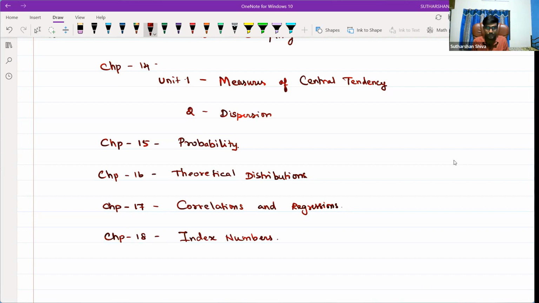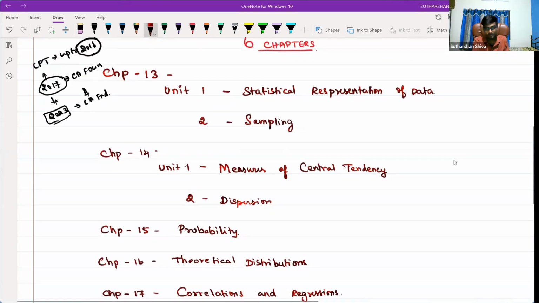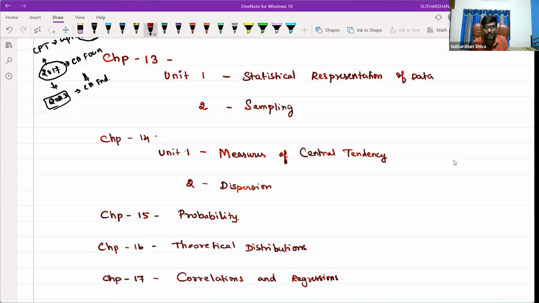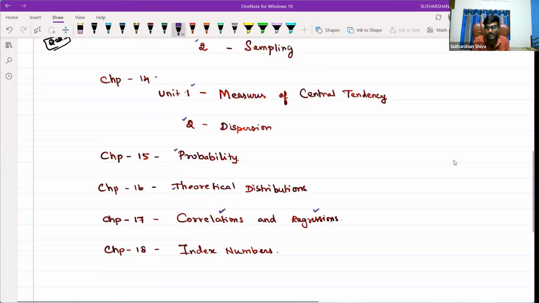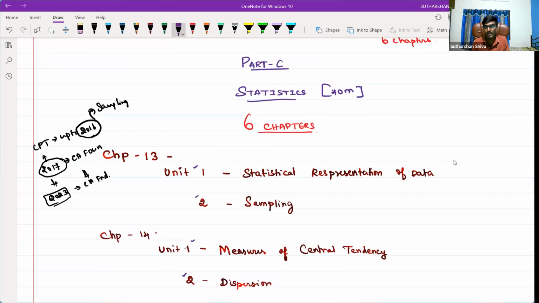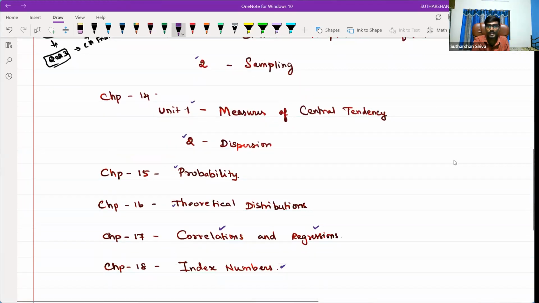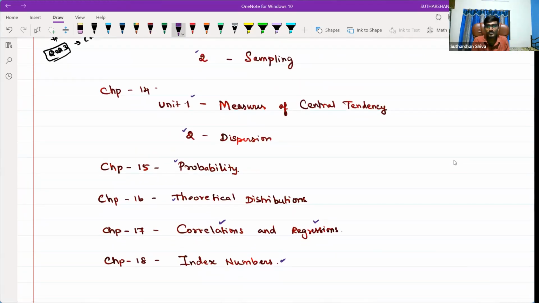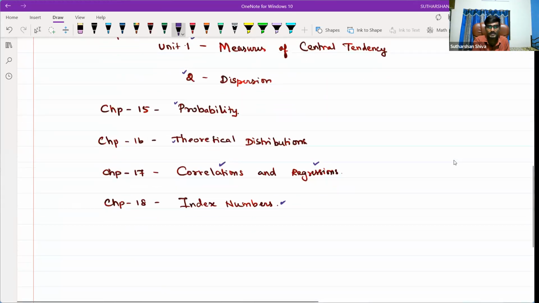These are the total 6 chapters. I will consider everything as one unit. How will I consider? This is the 1st unit, 2nd unit, 3rd unit, 4th unit, 5th unit, 6th unit, 7th unit, and for me regression is the 8th unit, and index number is my 9th unit. Okay, so as per our classes, it's a total of 9 units. This is about statistics.